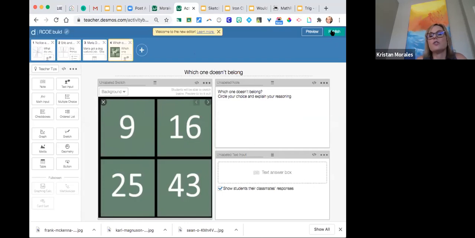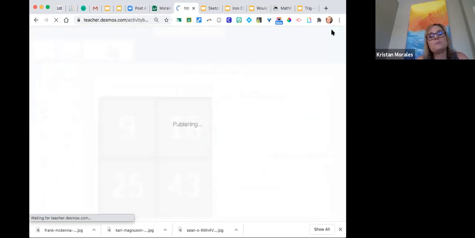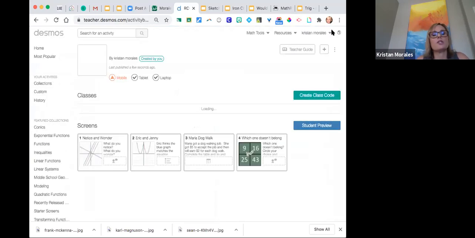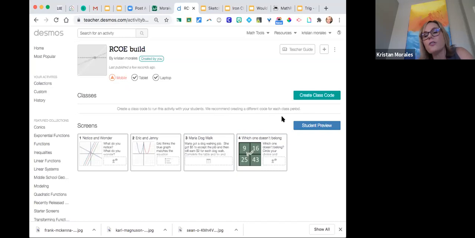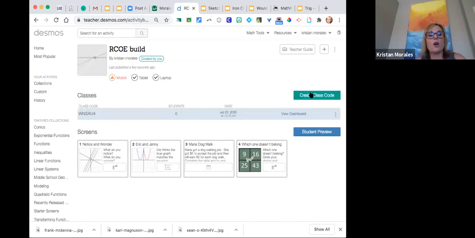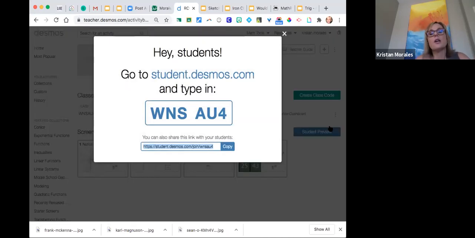And the last thing you'd want to do is you'd want to publish it and give it a name, right? We were already calling it Art RCOE, right? Build, and now you have it, right? So if you wanted to do that with your class, you would just create a class code. And what you could do is you click on these three little dots and the student link. So what I do is I typically take this link right here, just where it says copy, and I copy that and I put it right into Google Classroom, right?